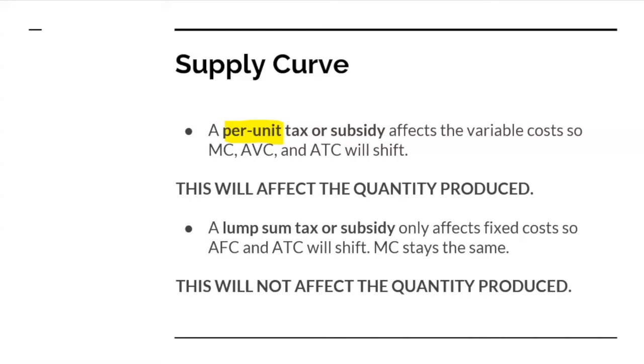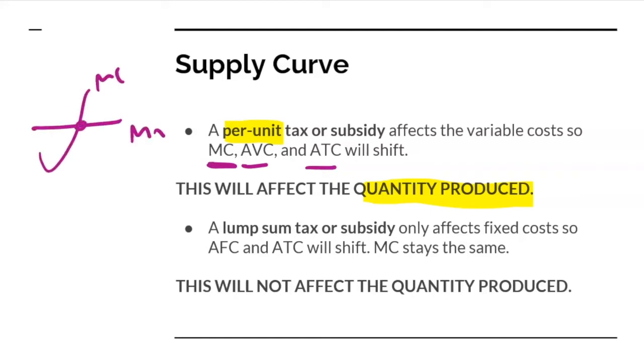And so if there's a per unit tax or subsidy, this is going to impact our quantity produced, so our marginal cost curve is going to shift, as well as our average variable and our average total. So we said the profit maximizing spot is where MR equals MC. So if a per unit tax or a per unit subsidy is implemented, our marginal cost is going to change, either up or down. So that is going to impact where it intersects the marginal revenue curve, which impacts our profit maximizing spot.